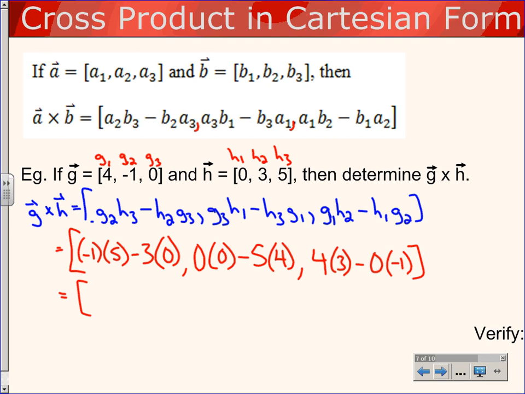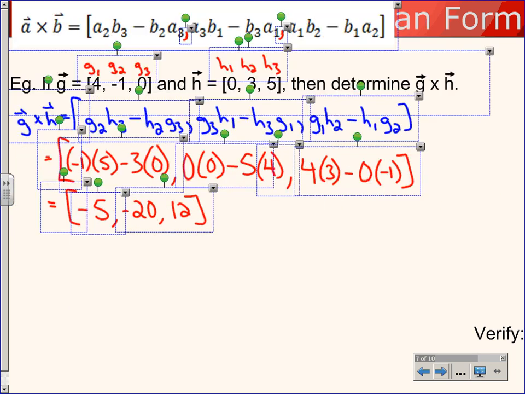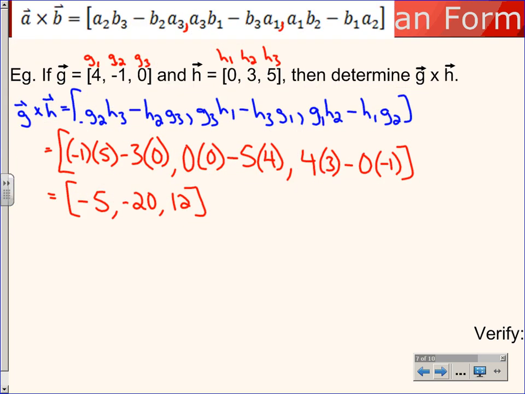We'll actually go ahead and calculate this. That'll be a minus 5 take away 0. So minus 5. 0 take away 20 is minus 20. And 12. So that is the cross product in Cartesian form. Right, that's in Cartesian form. I'm going to try sliding all of this up for a minute. Again, that's how we calculate the cross product.